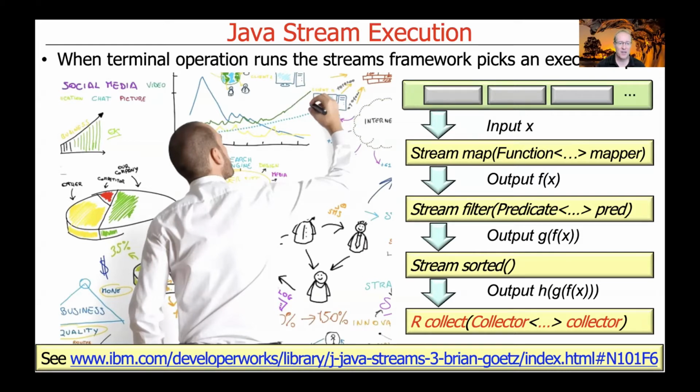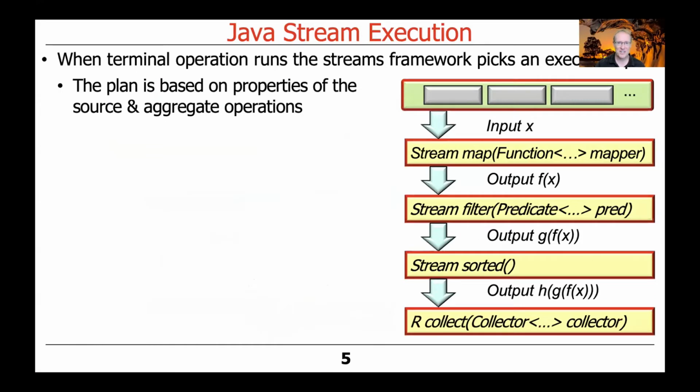So when a terminal operation runs, the stream framework will then go ahead and pick an execution plan. And this is also described in the article at the bottom of the page by Brian Goetz, where he talks about the way in which things work under the hood. I think the name of the article is like Java Streams Under the Hood or something like that. And as you'll see, there are a lot of different options that the stream framework can use. And over time, as you might imagine, people keep getting more and more clever when they implement the streams framework to make it more optimized, more efficient, more scalable, more streamlined, and so on and so forth. The particular plan that's picked to execute the stream is based upon the properties of the source and the aggregate operations that make up the stream, that internal linked list we were talking about before.